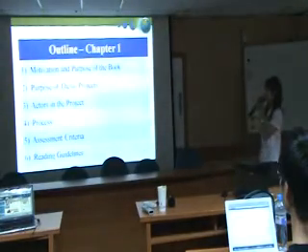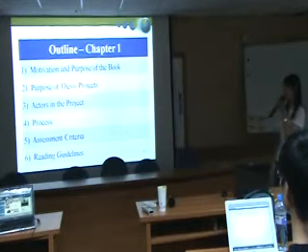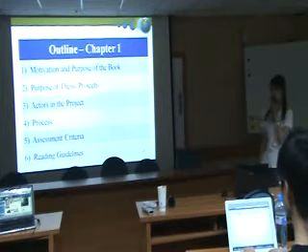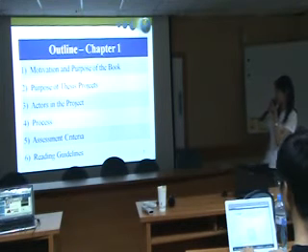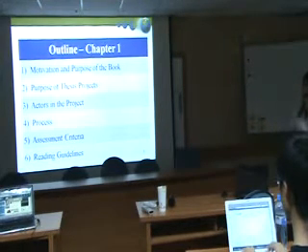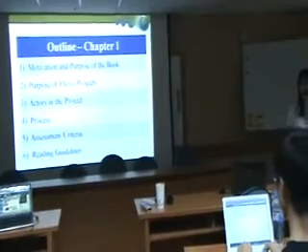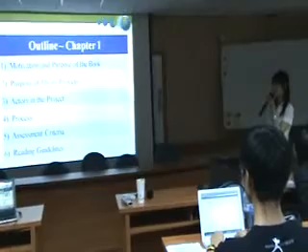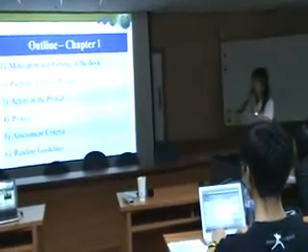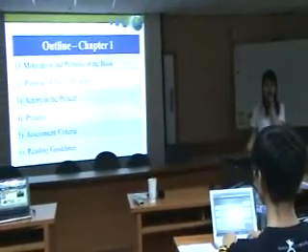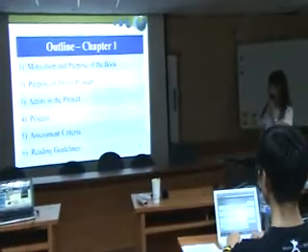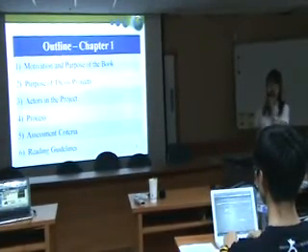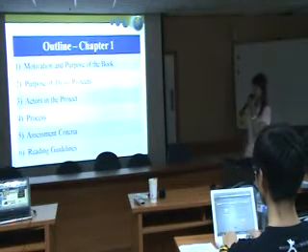Okay, so this is our outline of chapter 1. The first part and the second part are the motivation and the purpose of chapter 1. In the third part, we are going to talk about the rules in the project. In the fourth part, we will talk about the process. We will tell everyone how to do the thesis step by step. The fifth part is the assessment criteria. The final part is about the reading guidelines.